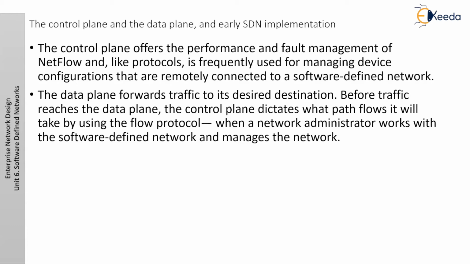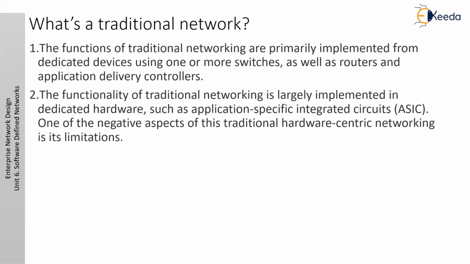Now let us come to the traditional network. Flexibility is a recurring hurdle for traditional networks: few APIs are exposed for provisioning and most switching hardware and software is proprietary. Traditional networks often work well with proprietary provisioning software, but this software cannot be quickly modified as needed. Traditional networking has different traits. First is the functional trait. The main function of traditional networking is primarily implemented in dedicated devices using one or more switches as well as routers and application delivery controllers.